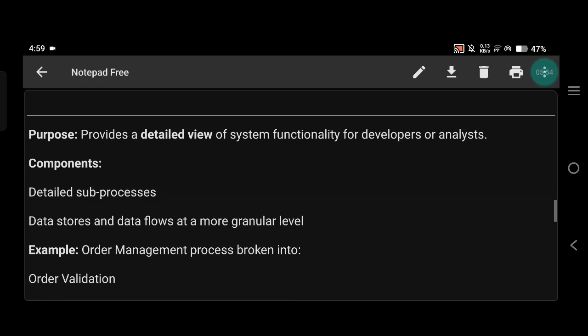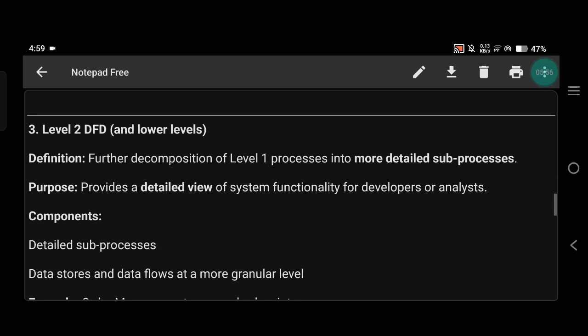Level 2 shows exactly how the system works internally. Then level 1 shows the main work the system does, but still not the tiny steps inside each function. And level 0 tells you what the system does overall, but not how it does it.